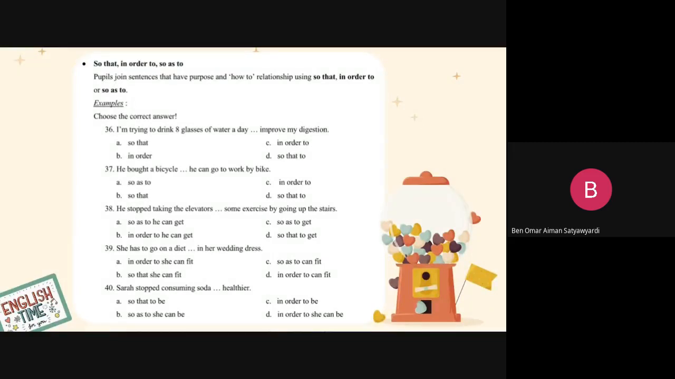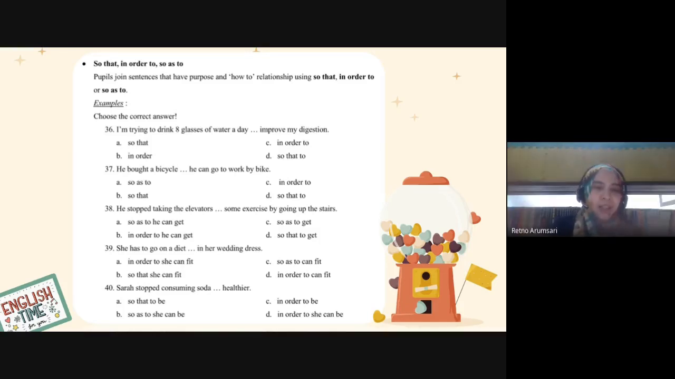I'm trying to drink 8 glasses of water a day in order to improve my digestion. Yes, that's right. Why in order to? Because what you can see after the blank is a verb one. So the answer must be in order to or so as to. Because there is no so as to, the answer must be in order to. Good job, Benoman. Let's go to Elora.